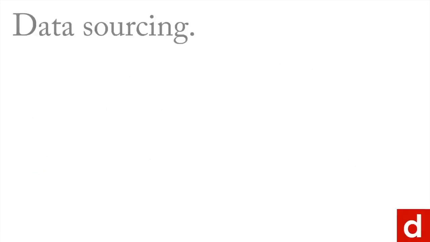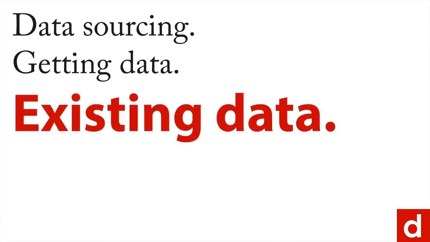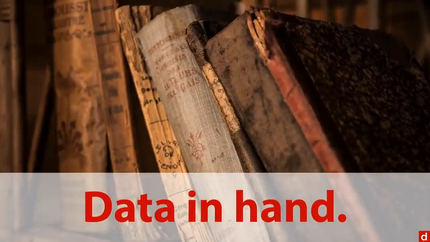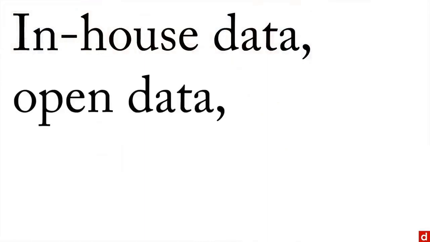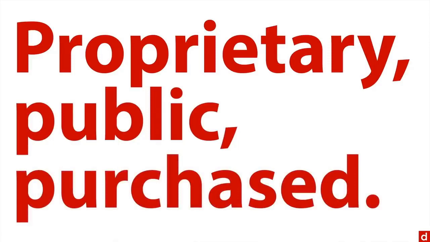When it comes to data sourcing, obviously the most important thing is to get data, but the easiest way to do that, at least in theory, is to use existing data. Think of it as going to the bookshelf and getting the data that you have right there at hand. Now, there are a few different ways to do this. You can get in-house data, you can get open data, and you can get third-party data. Another nice way to think of that is proprietary, public, and purchased data, the 3 Ps I've heard it called. Let's talk about each of these a little bit more.